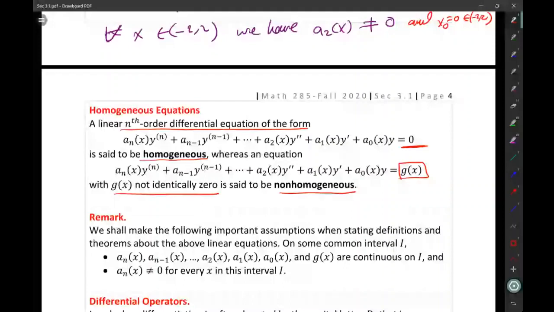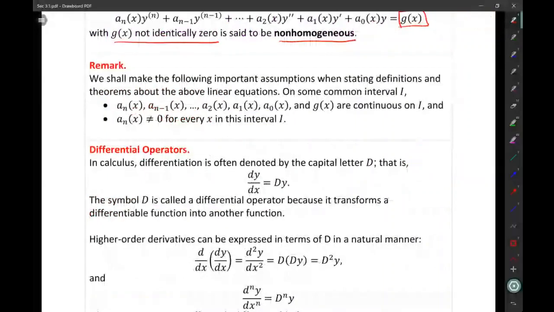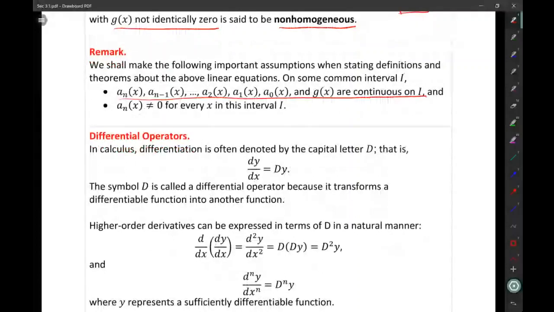Of course, we will assume all the time in this chapter that all the coefficient functions and the function g(x) are continuous on an interval I containing x naught, and that a_n(x) is not equal to zero for any x in that interval I.